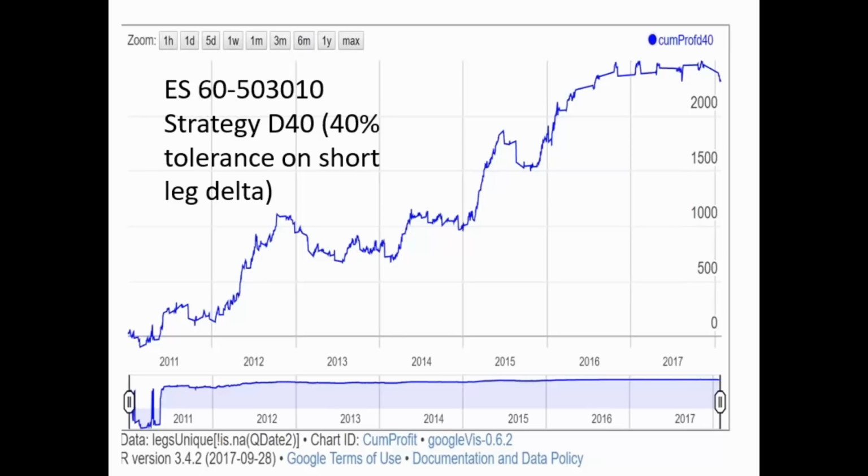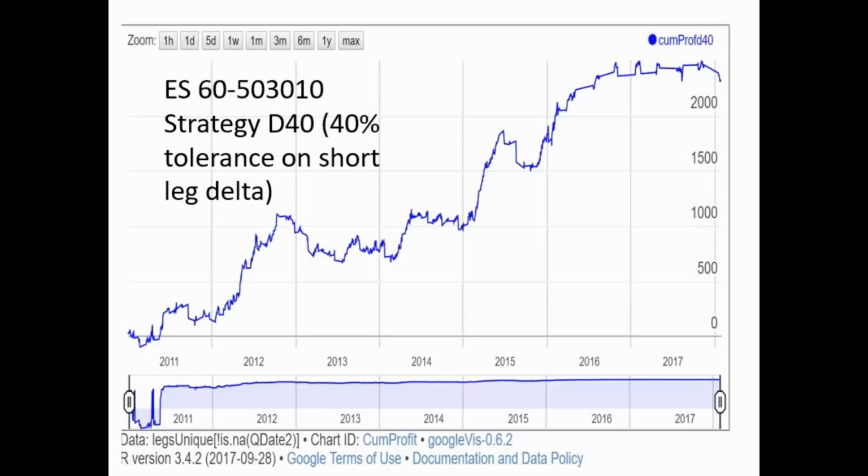60 days before expiration, I entered. And in this case, I happen to use 50-30-10, which I like, instead of 60-40-20. Again, 2 times 30 is 60, 50 plus 10 is 60. So again, that is neutral. This is just my labeling convention.